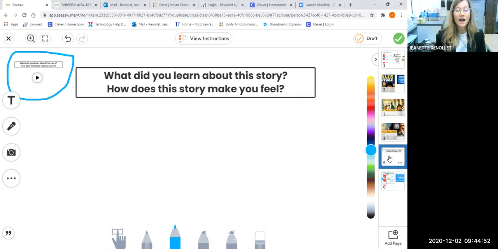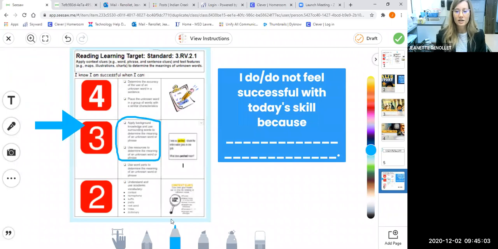Then on slide 5, you can listen to the questions be read to you, and you will answer these 2 questions. Finally, you will reflect on how successful you are with today's skill. Then you will turn in your work and get on to independent reading. And if you want to listen to the Lemonade War, chapter 10, you may do that.